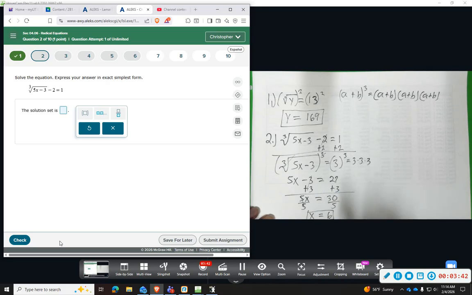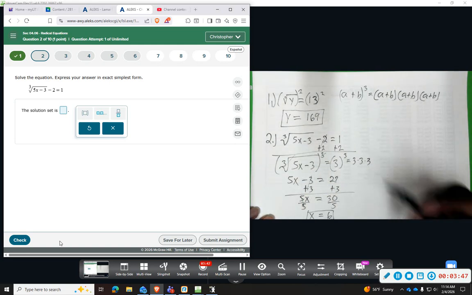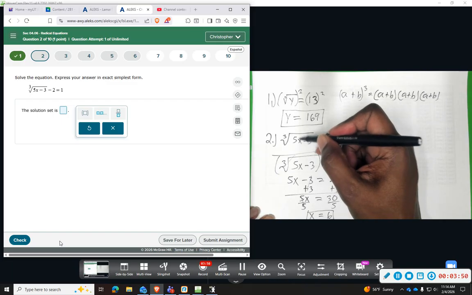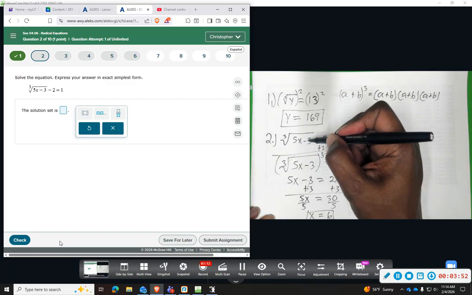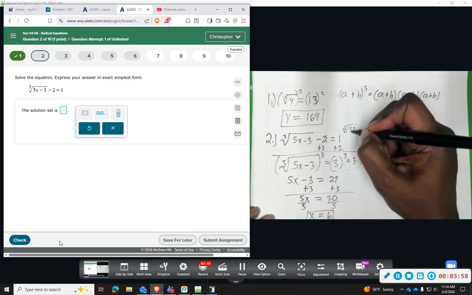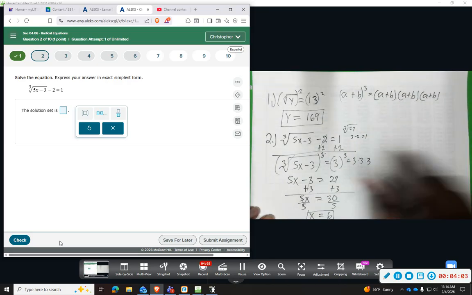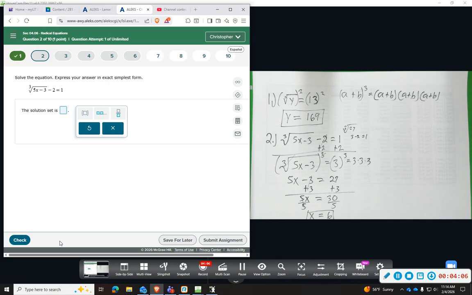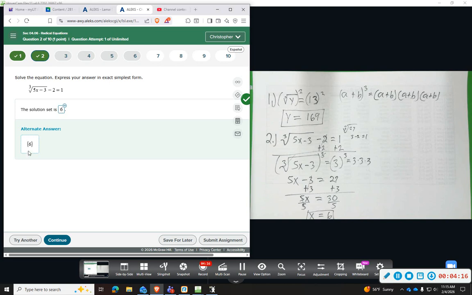Now usually what you want to do is take this number, plug it back in, verify that everything works out. So like if we did some mental math, 5 times 6 would give us 30. 30 minus 3 is 27. And then if you do the cube root of 27, you get 3. You subtract 2, and that does in fact give you 1. Answer is 6. Again, I didn't put it in brackets, so just be careful. They'll want you to put that in brackets.